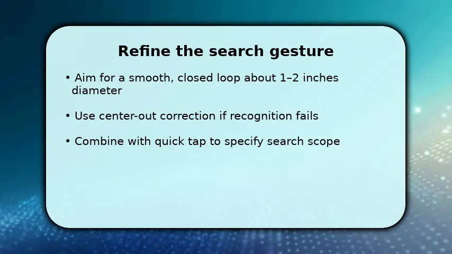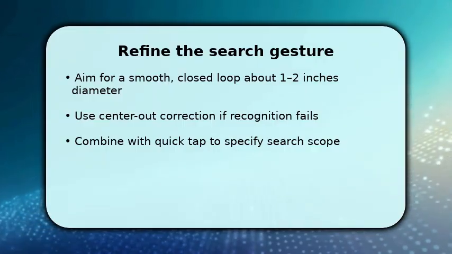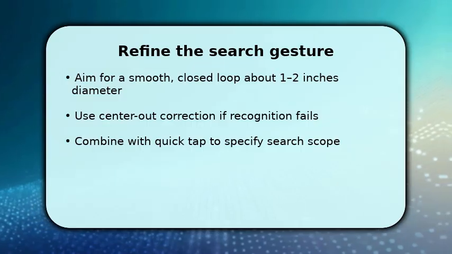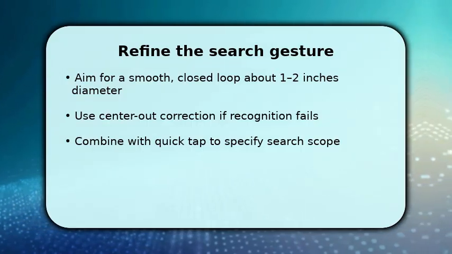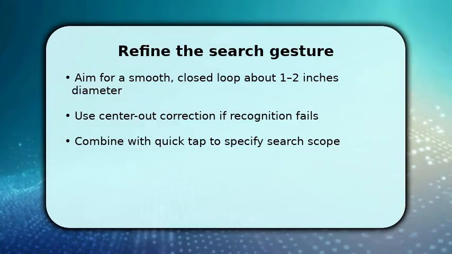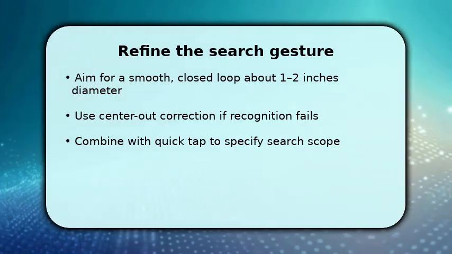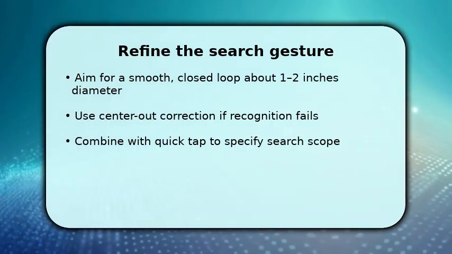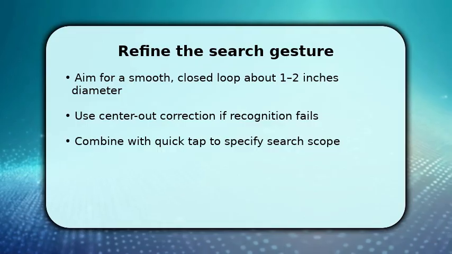Once the circle registers, you'll refine how the gesture maps to search. Make your loop smooth and roughly 1 to 2 inches across. This scale tends to match recognition thresholds. If the system misinterprets, try starting at the center and spiraling outward once, which helps sensors detect intent. You can also end the circle with a quick tap inside to limit scope to current app or web.